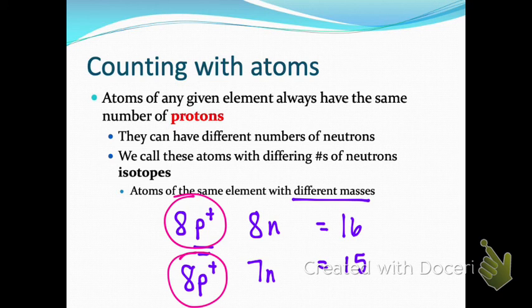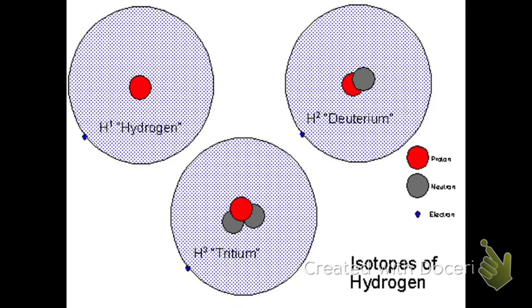Okay, some atoms have really a single abundant isotope. That means like 99% of those types of atoms have a weight of 16, for example, and maybe only 0.02% have a weight of 15, right? It's there, but it's not very common. And I'll show you how we kind of pick that out on the periodic table, okay? But here's an example of hydrogen and its isotopes, okay?